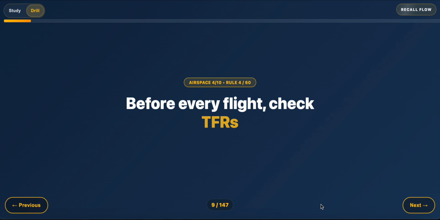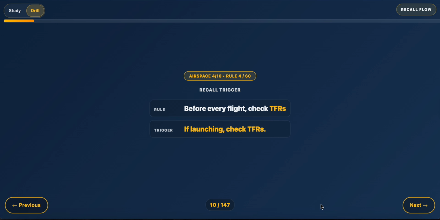Rule 4, this check is tied to timing. Conditions change without notice. A legal operation earlier in the day does not guarantee legality later in that same day, even in the same location. Verification happens before launch. Trigger phrase, if launching, check TFRs.